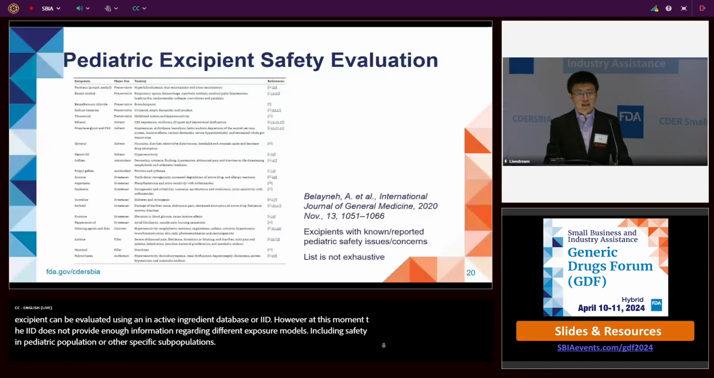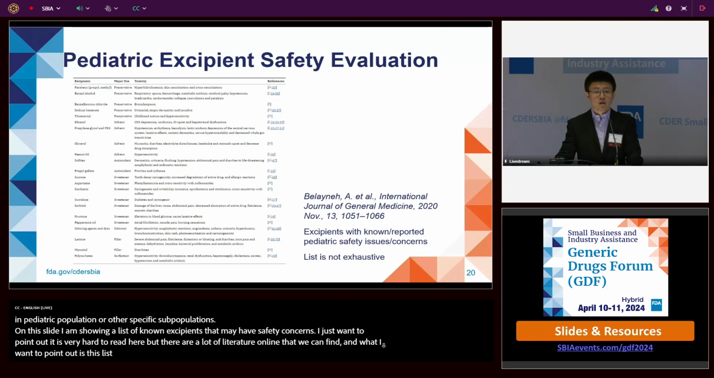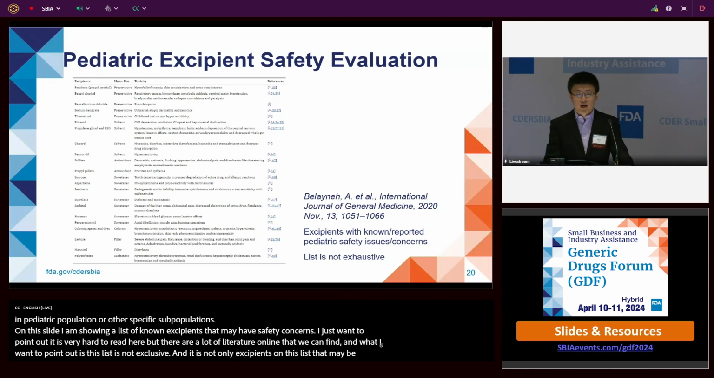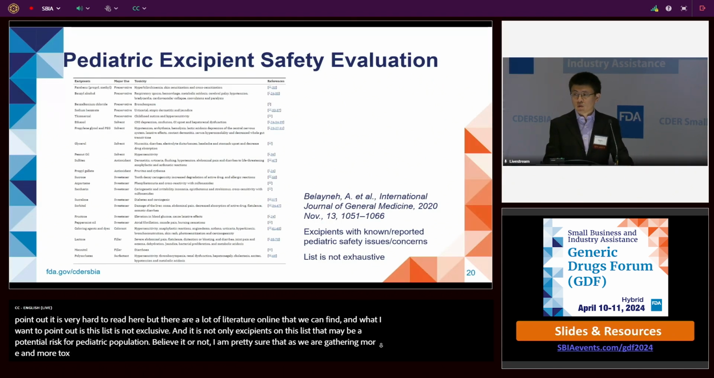On this slide, I'm showing a list of known excipients that may have safety concerns. I just want to point out it's very hard to read from here, but there is a lot of literature online that we can find. What I want to point out is this list is not exclusive, and it's not that only excipients on this list may have a potential risk for the pediatric population. And believe it or not, I'm pretty sure that as we gather more and more toxicology data, this list can only grow longer, not shrink.